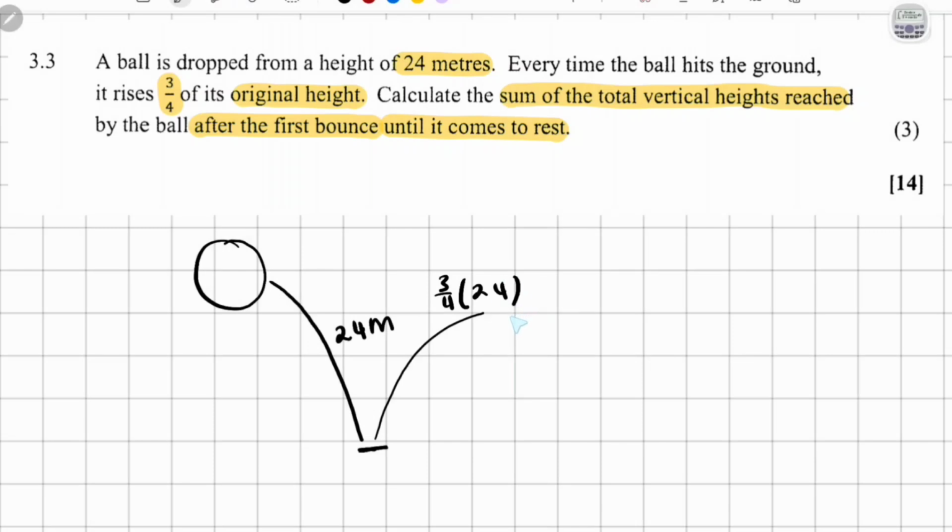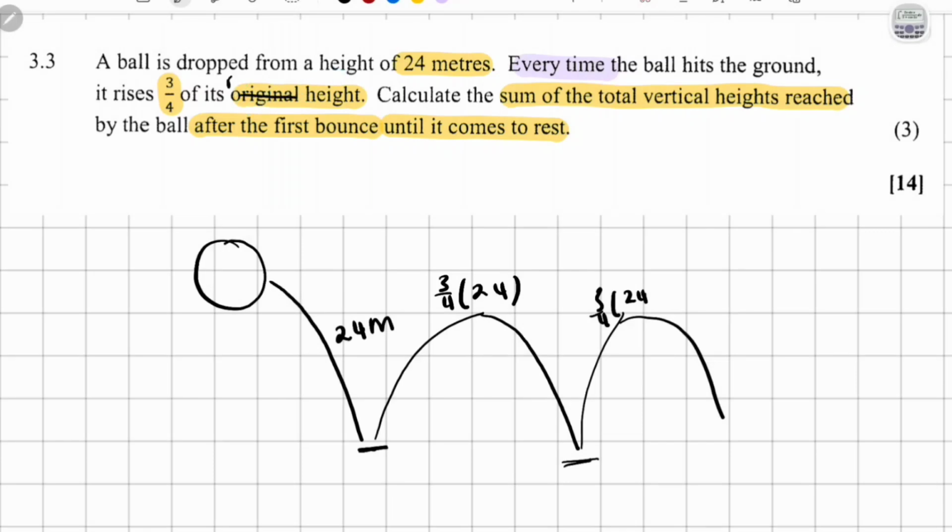Now, with the way this is being phrased, I don't think they meant of the original height. This is the reason I'm saying so. They said every time it hits the ground, it's going to rise 3 over 4 of its original height. If it did that, this is what's going to happen. It gets dropped 24 meters, it hits the ground, then it rises 3 over 4 of its original height. It hits the ground. Then it rises again 3 over 4 of its original height. Then it hits the ground. That's the reason why I'm saying I don't think they meant original height.